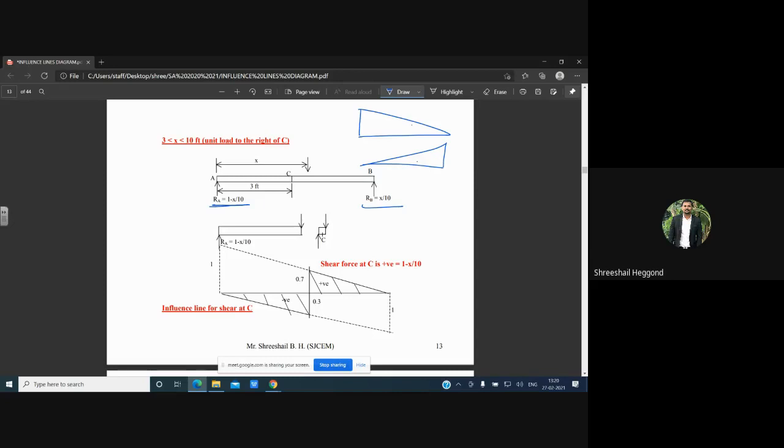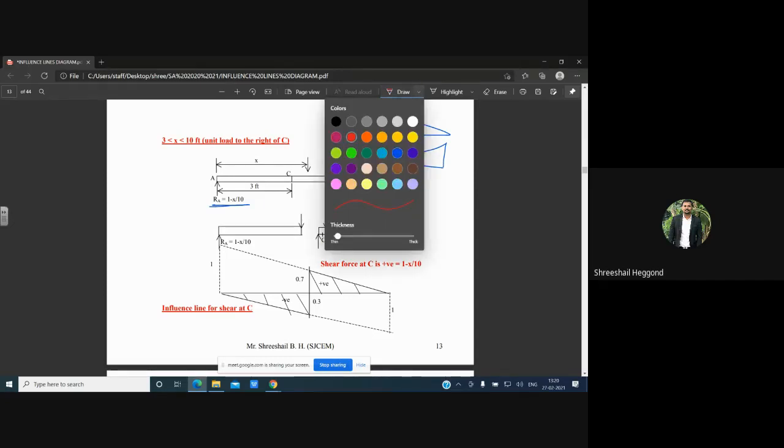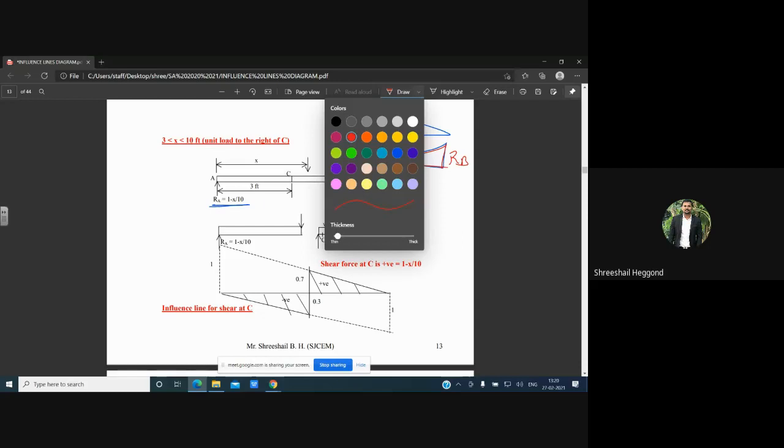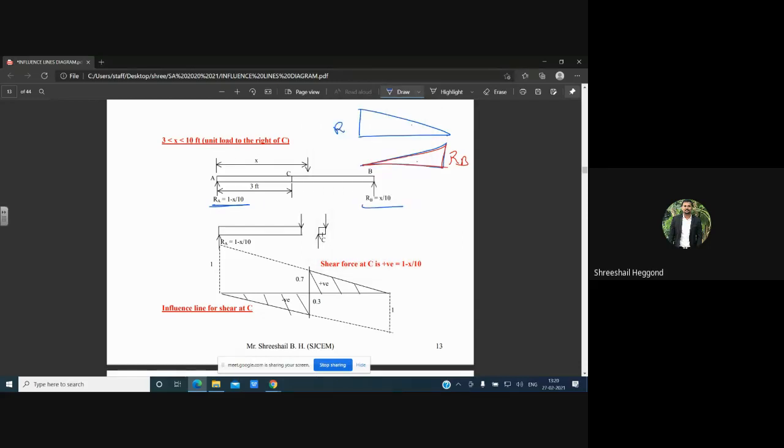Combine these two. I use a different color pen so that you can easily understand. If this is our R, this is RB, and this is RA. Okay. Now merge these two. That will give you the shear force.